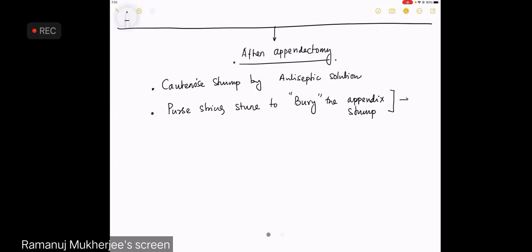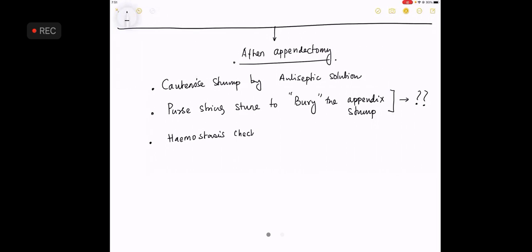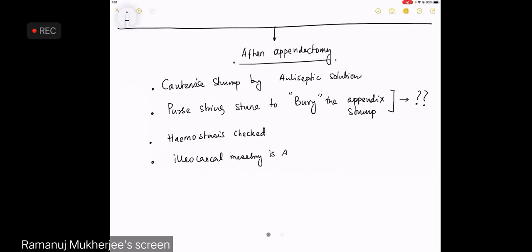This is questionable now, whether it should be done or not. But examiners will like to ask you this one. Number 3, hemostasis is checked. Number 4, ileocecal mesentery is seen.